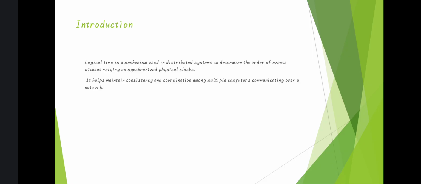What is logical time? Logical time is a mechanism used in a distributed system to determine the order of events without relying on synchronized physical clocks. It helps maintain consistency and coordination among multiple computers communicating over a network.